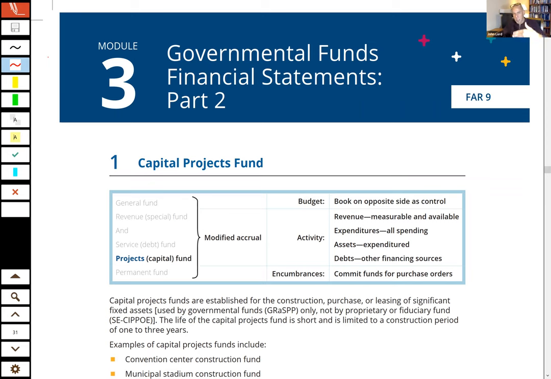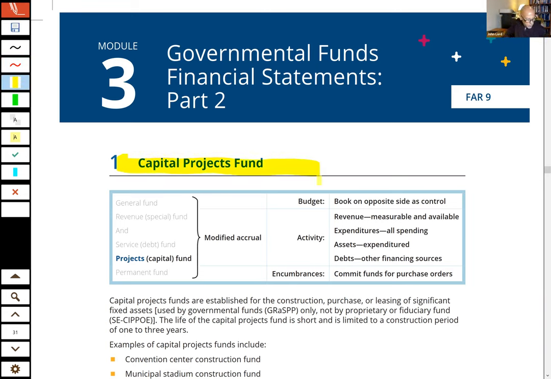And then we started seeing how that applied to the various governmental funds. We looked at the general fund, special revenue fund, debt service fund. Now we're on the capital project fund. So all we're trying to tease out here is how modified accrual accounting looks inside of these various governmental funds that we're looking at now, starting tonight with the capital project fund.